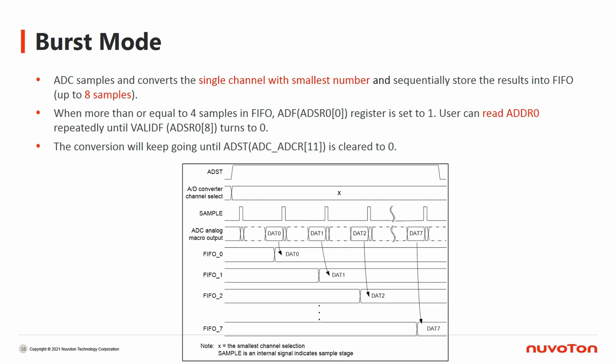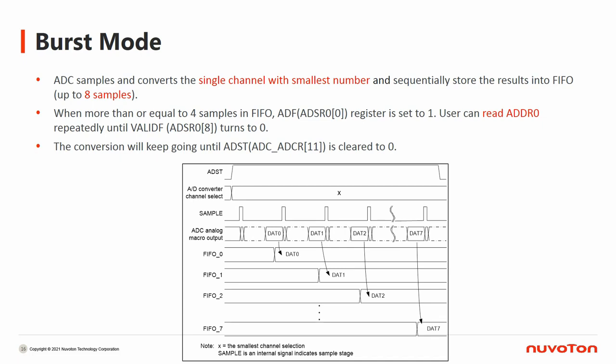When analog to digital conversion for the specified channel is completed, the result is sequentially transferred to the FIFO and can be accessed only from ADDR0, the ADC data register 0. When there are more than or equal to 4 samples in the FIFO, the ADF bit will be set to 1. If interrupt is enabled, an ADC interrupt will be triggered.